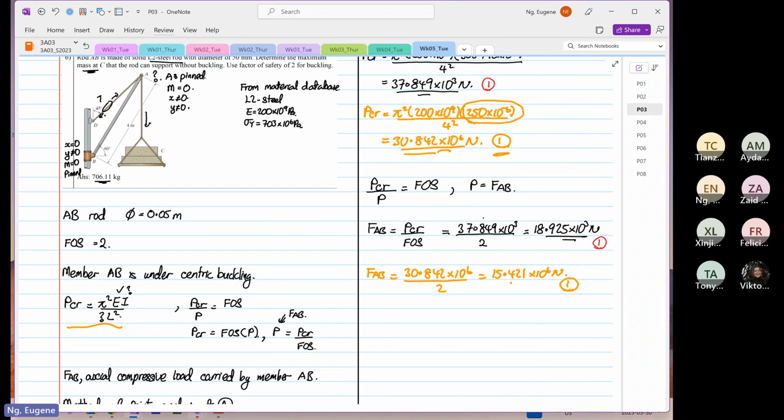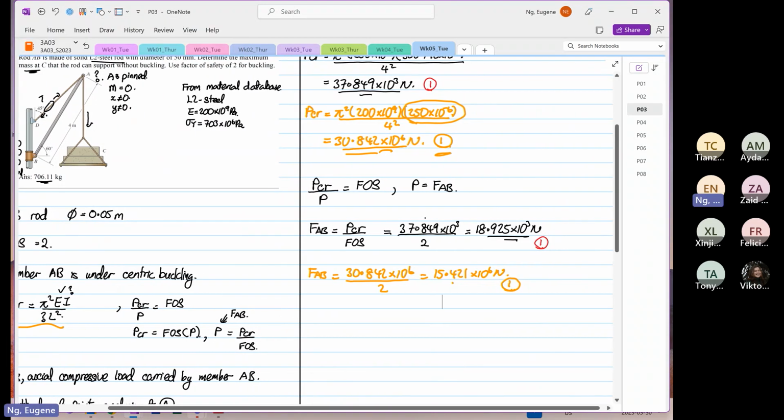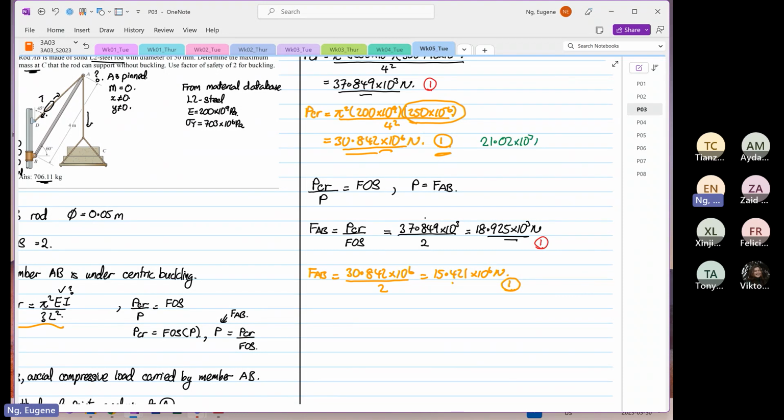Okay. Now, I need to clarify this. What I mean is, we mentioned that I grade you on steps. What if over here you did not get 30.842, you get 21.02 times 10 to the power 3 Newton. Right? So over here you get 21.02 times 10, even after putting this value over here. So what will happen is this, you get what? You get 0 over here.